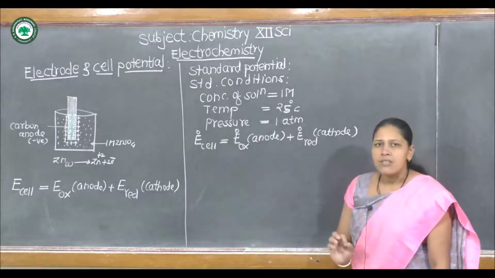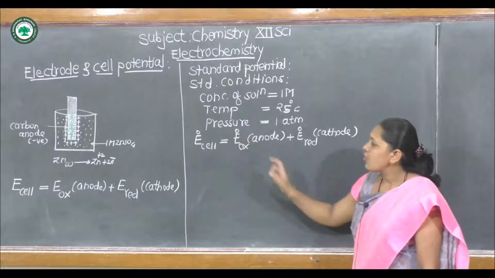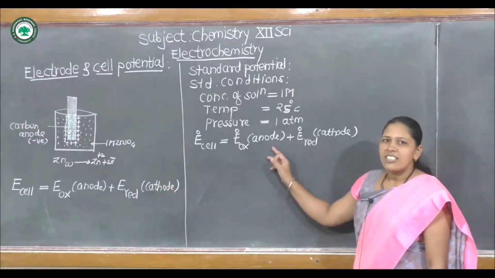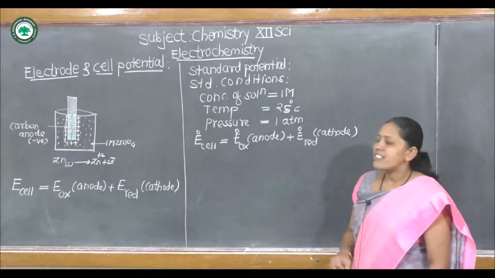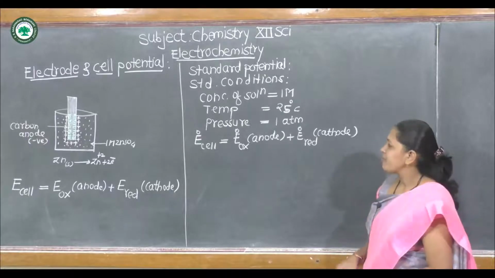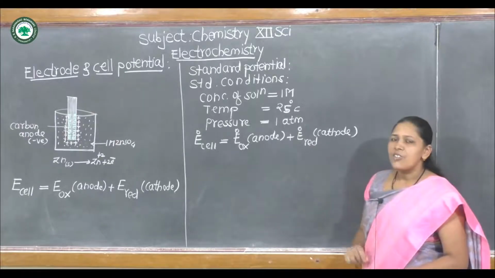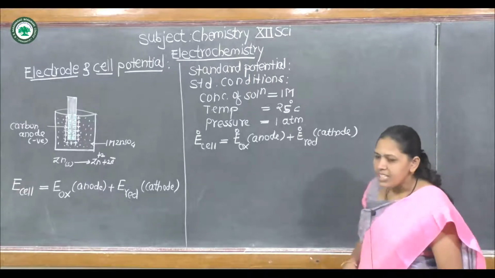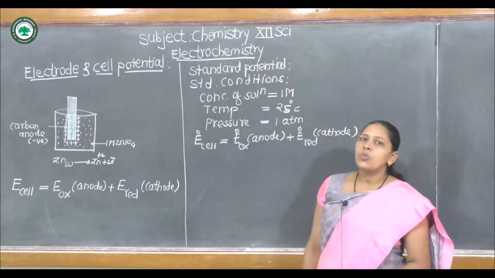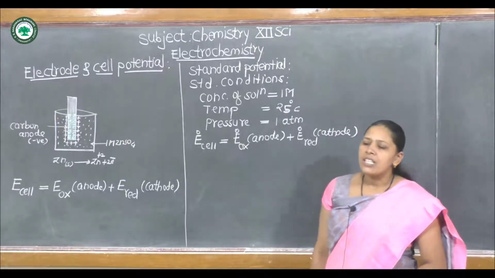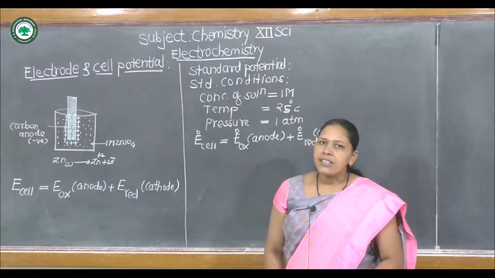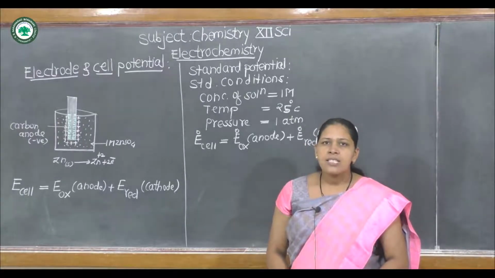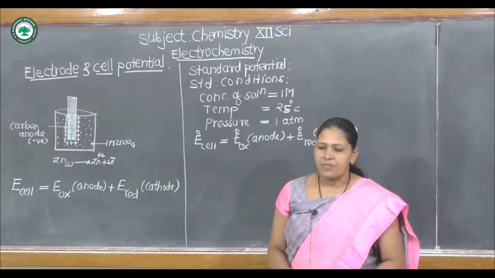But here E0 cell is the standard cell potential, E0 oxidation means standard oxidation potential, and E0 reduction is the standard reduction potential. Then according to the IUPAC convention, the standard potential of an electrode is taken as the standard reduction potential.